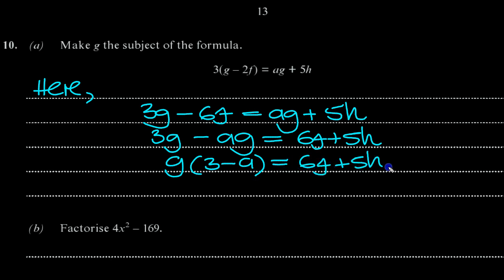And then now we can move this object here from times down to divide on the other side. So it's 6F plus 5H all over 3 minus A.